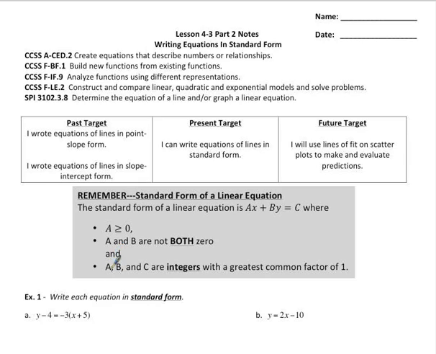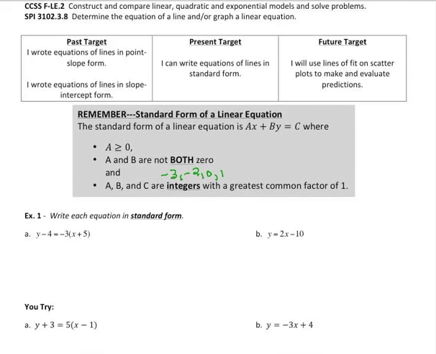And then the last one is A, B, and C are integers. And we have to remember what integers are. Integers are numbers like -3, -2, 0 is an integer, 1 is an integer, but anything that is in between those type of numbers, like fractions, are not allowed. So we have to get rid of them, and we'll practice those in the notes today. So those 3 things have to happen for us to have a proper standard form equation.